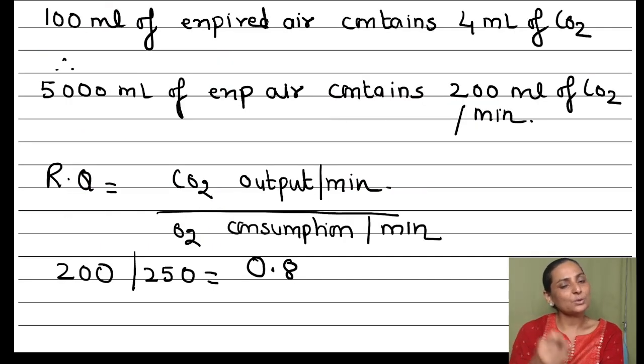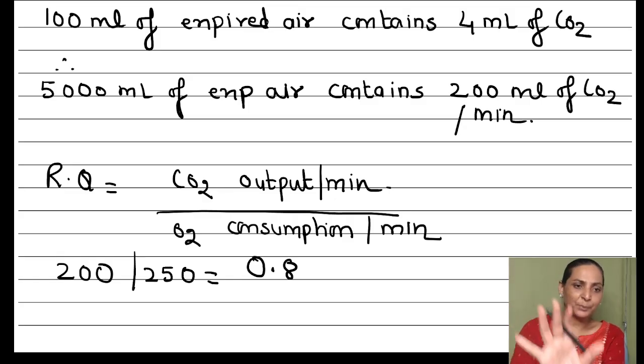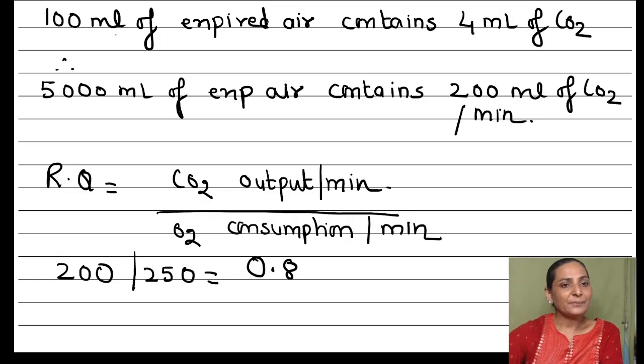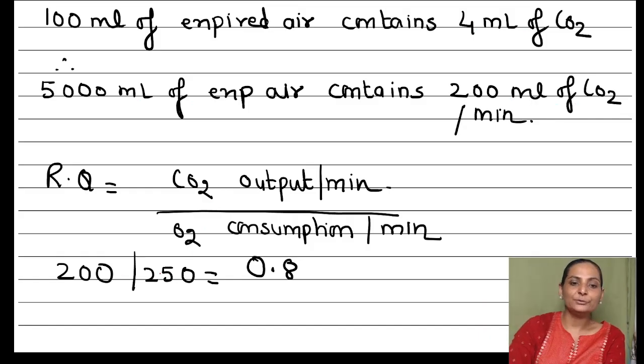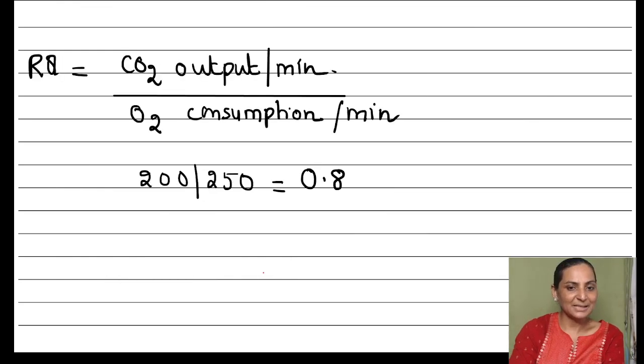Otherwise, many a time it is oxygen consumption and carbon dioxide output which is given. So you have to just put it into the formula. So 100 ml of expired air contains 4 ml of CO2. Therefore, 5000 ml of expired air will contain 200 ml of carbon dioxide per minute. So oxygen consumption, that is 250, on the denominator, carbon dioxide output, that is 200, on the numerator, and we get RQ as 0.8. It is with mixed diet.